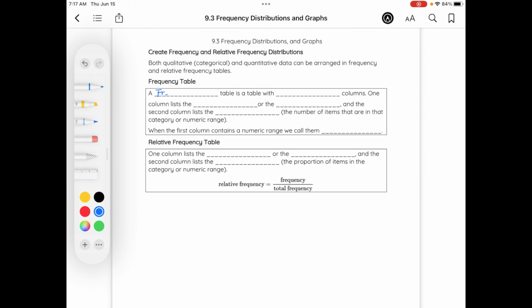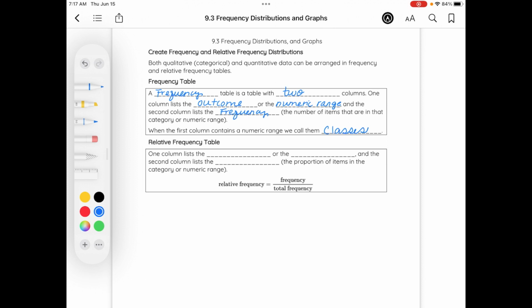A frequency table is a table with two columns. One column lists the outcome or the numeric range, and the second column lists the frequency itself. The frequency is the number of items that are in that category or numeric range. When the first column contains a numeric range, we call them classes.